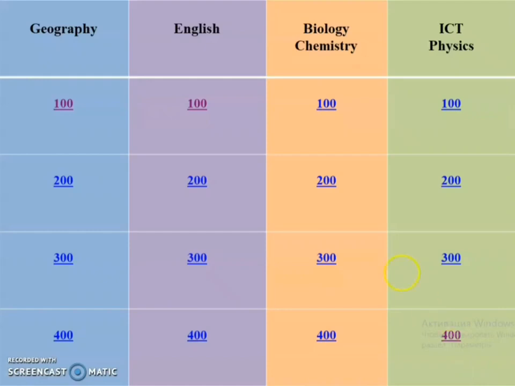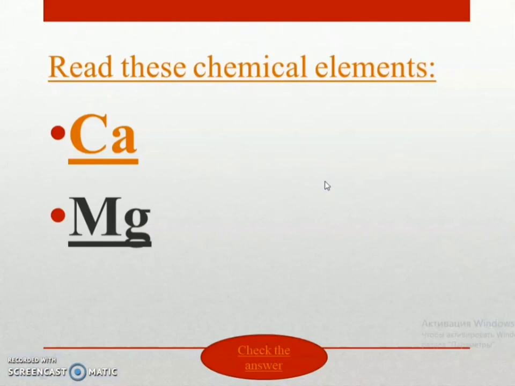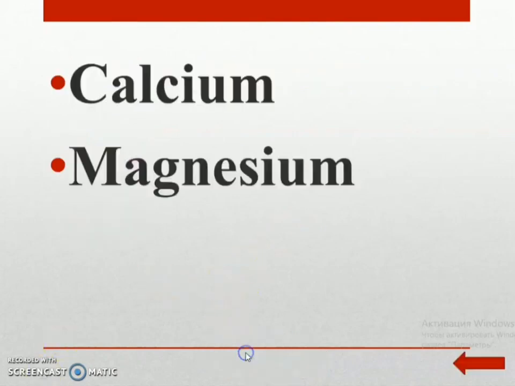Let's choose Biology Chemistry 200. Read these chemical elements. Check the answer. Calcium and magnesium. Calcium, magnesium.